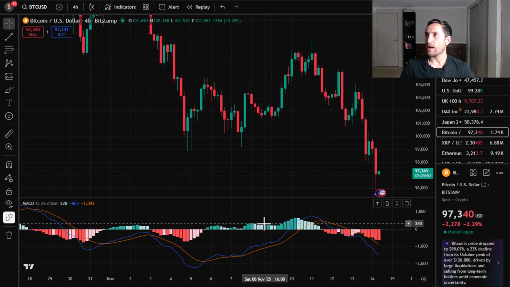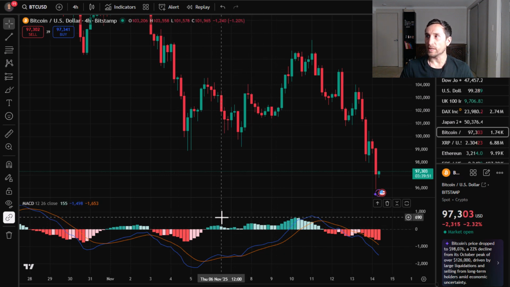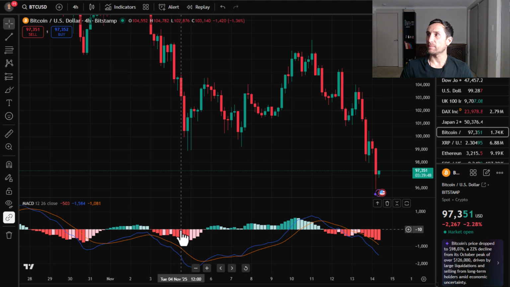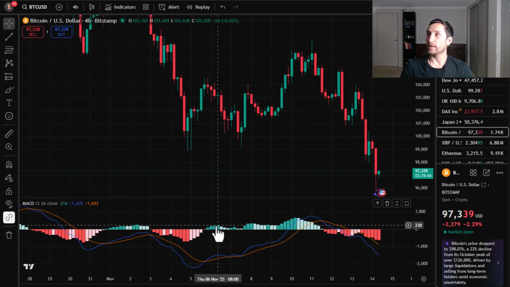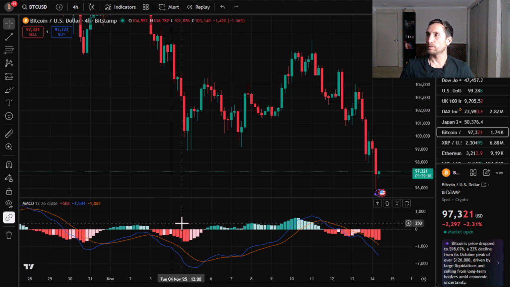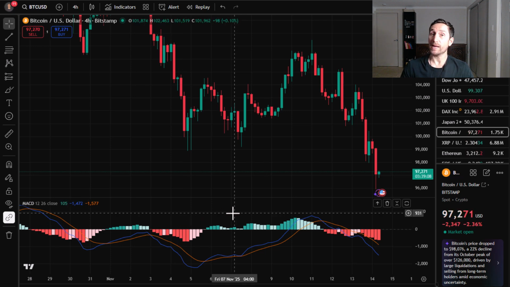The histogram bars give early warnings. Shrinking red bars mean selling pressure is weakening. Shrinking green bars mean buying pressure is weakening. These changes often show a reversal before price moves. And the MACD combined with the EMA 50 is a strong swing trading combination.